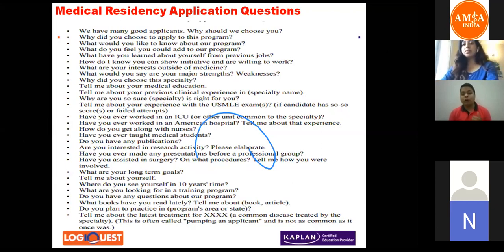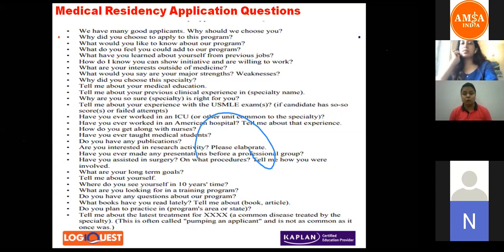What are you looking for in a training program? So that's again a talking point for you. I'm looking out for something, and then just come out with all the expectations. I'm looking for state of the art facilities. I'm looking for patients. I'm looking for better technology, better this, that. So all of those things, right? Do you have any questions about our program? So again, you can ask them questions.